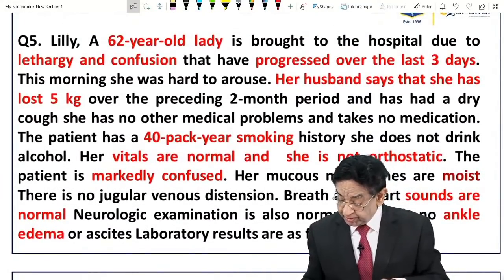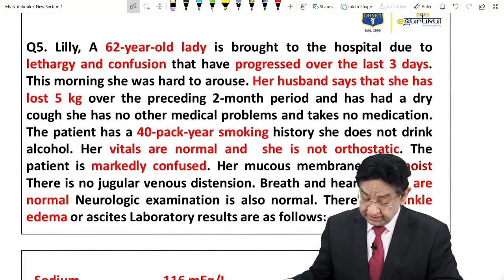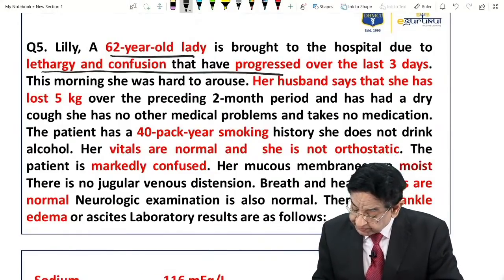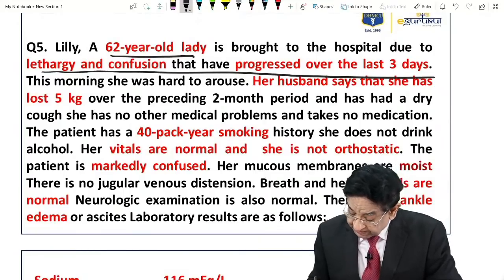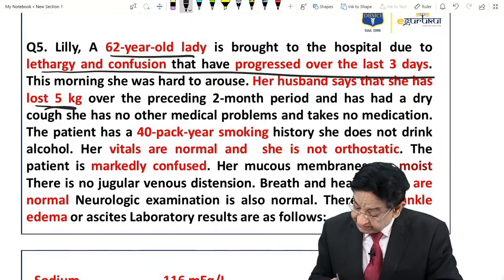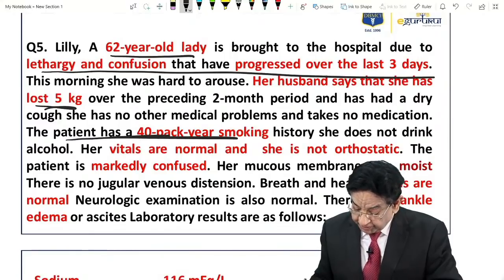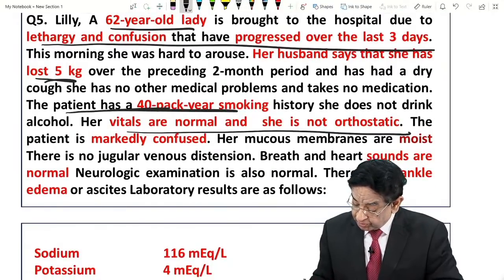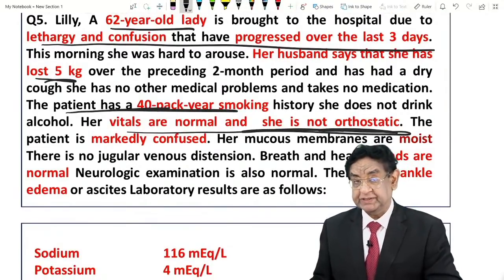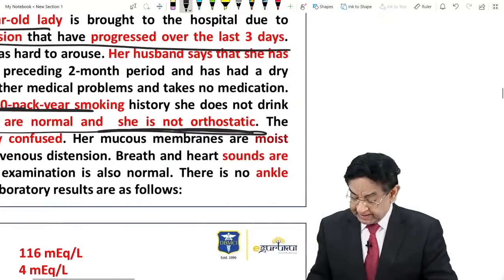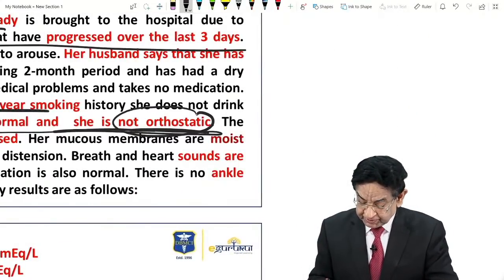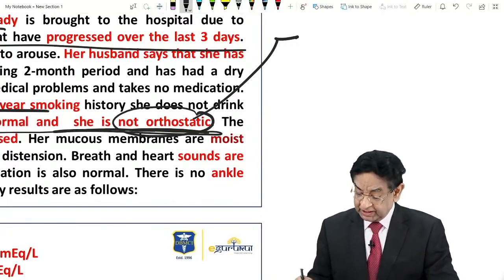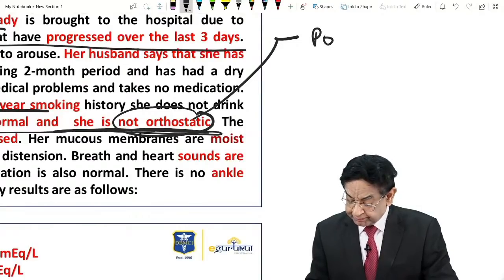Now I have one more beautiful question. A 62-year-old lady, lethargy, confusion, progressing over the last 3 days. Husband says she lost 5 kg. She has a smoking history of 40 pack years, heavy smoking. Vitals normal, no orthostatic hypotension. One more beautiful term to know, again not known to 99%: orthostatic means postural hypotension.